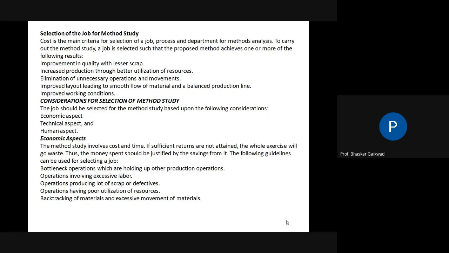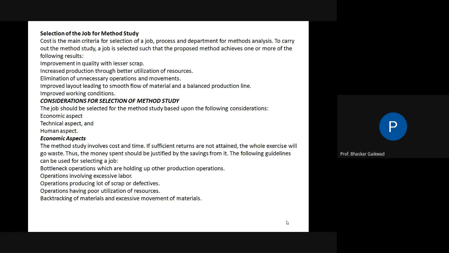It is given. The first is cost, the main criterion for selection. Suppose your cost of manufacturing is more, then first of all you have to concentrate on that process. Suppose in one industry, forming processes are there, machining processes are there, casting processes are there, joining processes are there. Now you can think which process is costly to that industry. This is the first criterion while selecting a job.